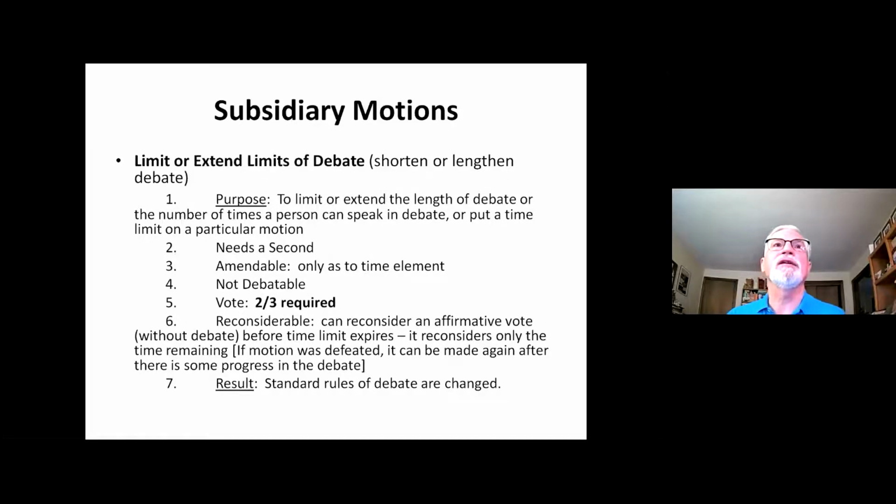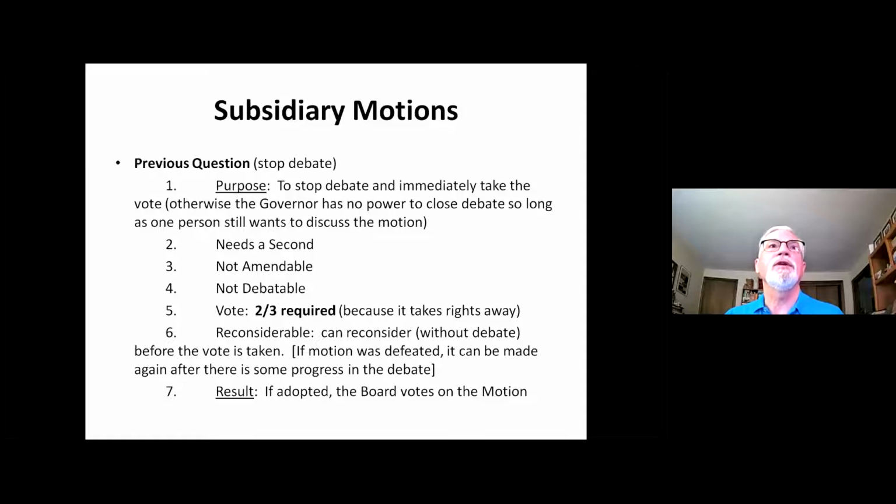If you want to limit or extend the limits of debate, you can do that through a motion, but because everyone has a right to speak, this is a motion that would require a 2/3 vote as compared to a simple majority. When you want to make a motion for the previous question or to stop debate, again, because everyone should have an opportunity to have a say about the motion, a 2/3 vote is required.